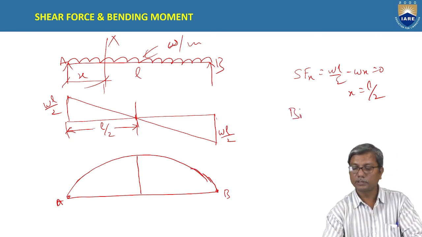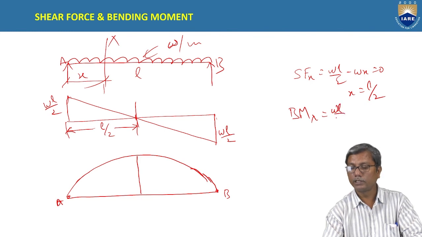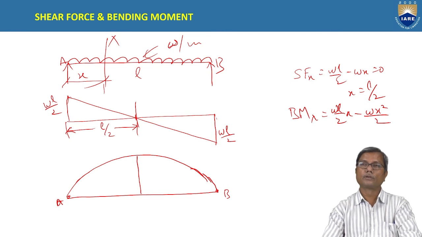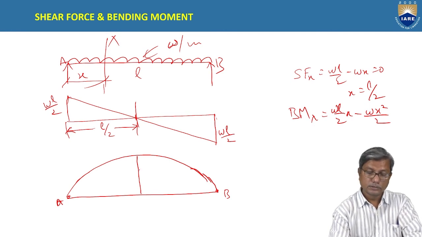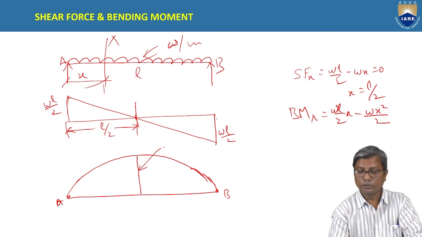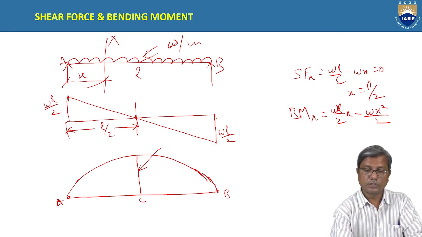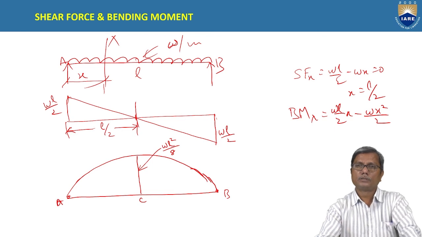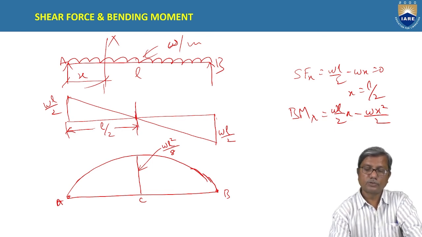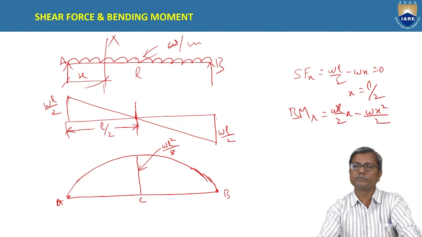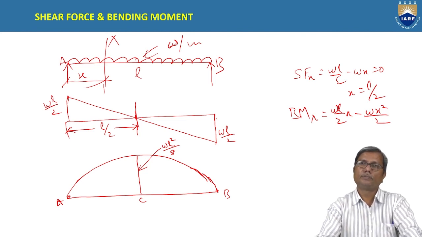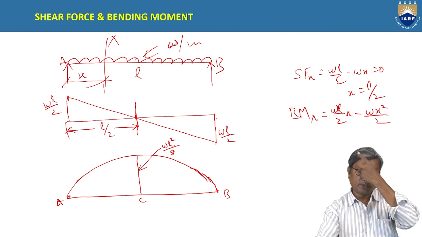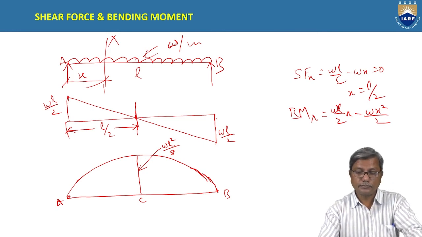What is the bending moment equation? WL by 2x minus WX square by 2. Okay, so this is the equation for bending moment, and the middle portion at the center, the bending moment is maximum and equal to WL square by 8. So we can also say that at the point where the shear force changes sign, the bending moment is maximum. Okay? We will obtain this relation later. For now, you do remember this. Is this clear?